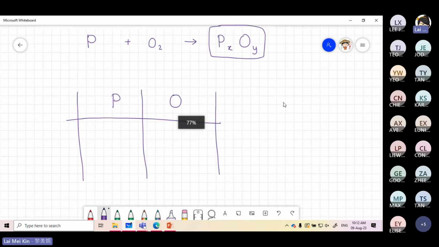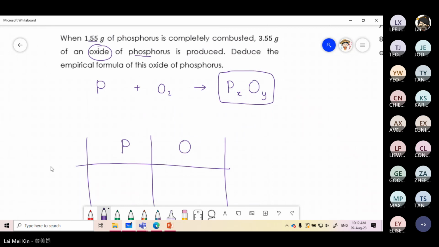So what is the information that I have? What mass do you have? The mass of phosphorus is 1.55 gram. When you burn phosphorus and oxygen together, you get phosphorus oxide, PxOy, which is 3.55 gram. Phosphorus is 1.55 gram. What is the mass of oxygen?